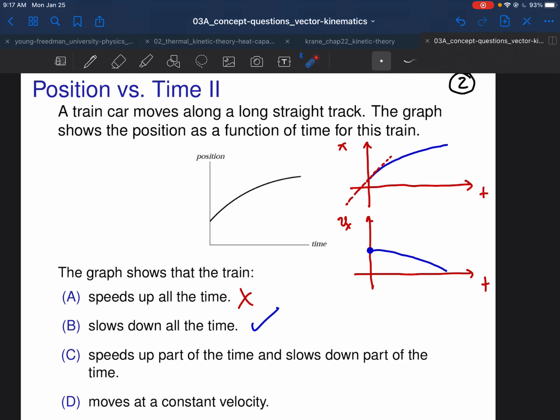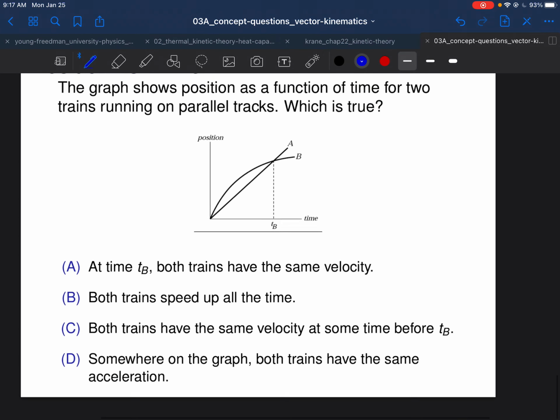And here we only have a decreasing value of the slope. Moves with a constant velocity, well, that would be a straight line here, and a horizontal line on velocity versus time means that the slope of x versus t is the same at all moments in time. And that line would be a straight line. We don't have that, so that's not true. So none of these other ones are true, and we have b slows down all the time.